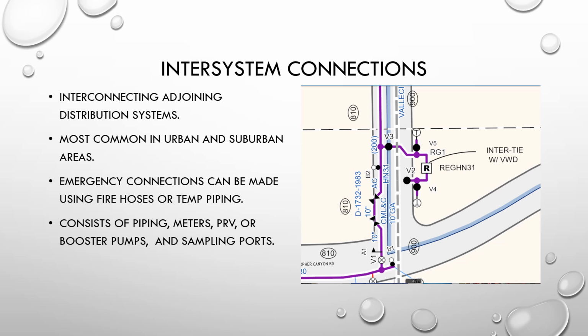You can have them set up where you're just connecting two pipes from a fire hose, or you can have it where there is temporary piping that's installed along with a meter to feed those different systems. And then you have something that's permanently installed, which would consist of pipes, meters, some kind of pressure reducing valve or a booster pump. And obviously, you want sampling ports because you want to make sure that the water you're providing or receiving meets water quality standard minimums.